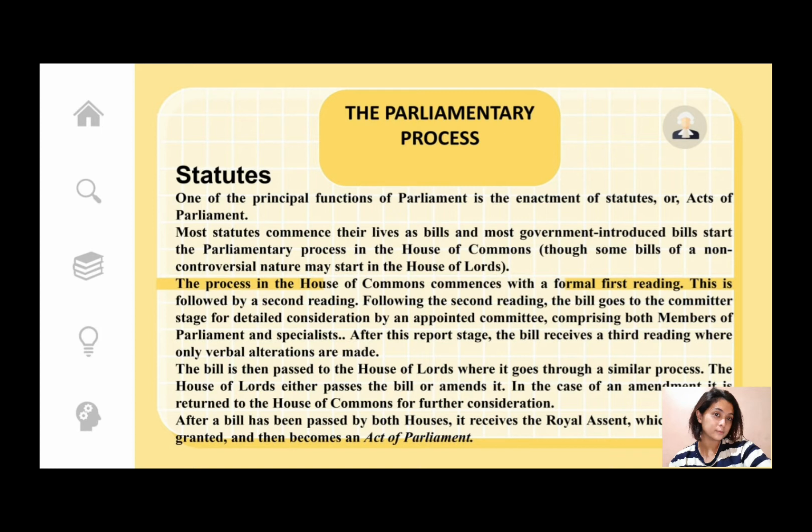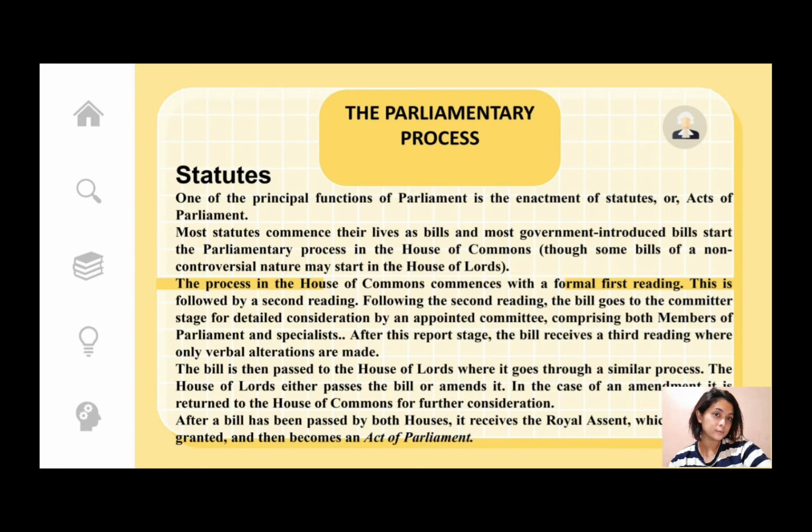bill's main purpose. Following the second reading, the bill goes to the committee stage for detailed consideration by an appointed committee comprising both members of Parliament and specialists. After due consideration, the committee reports back to the House with recommendations for amendments. Such amendments are considered by the House, and they, in turn, may make amendments at this stage and return the bill to the committee for further consideration.